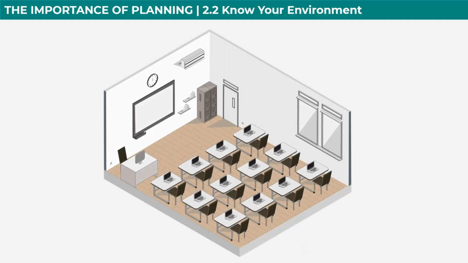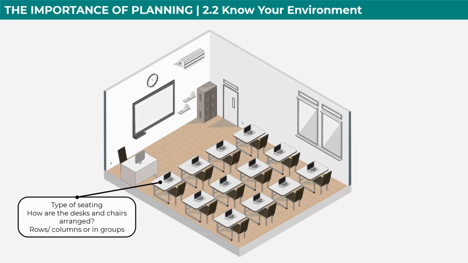One of the first things you will probably notice is the type of seating and how the desks and chairs are arranged. Are they fixed to the floor, or can they be moved? Are they in rows, columns, or in groups? This will affect how certain types of activities will run. If, for example, you want students to work in groups, the setup for the activity will be different in a room with fixed desks than in one where they are movable.